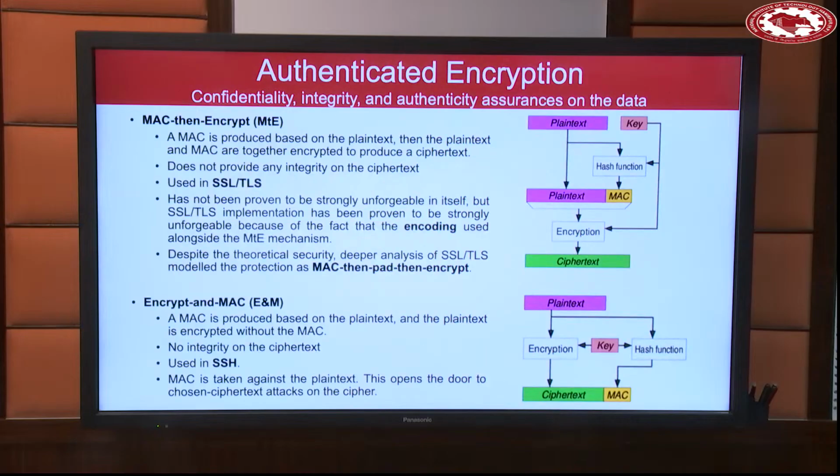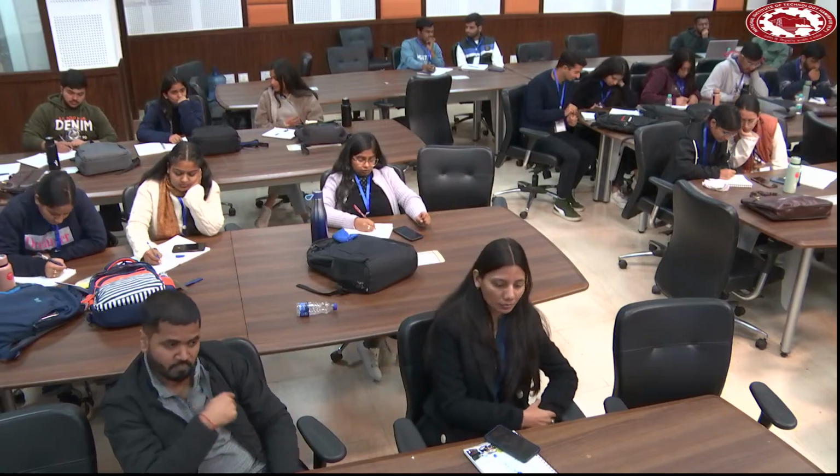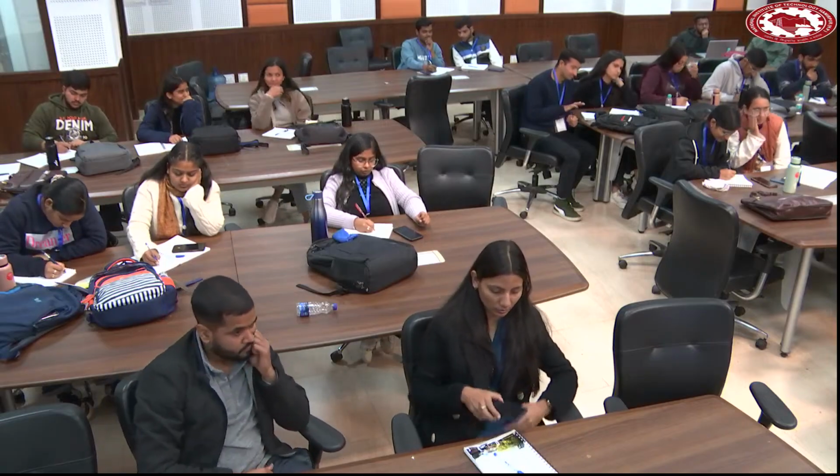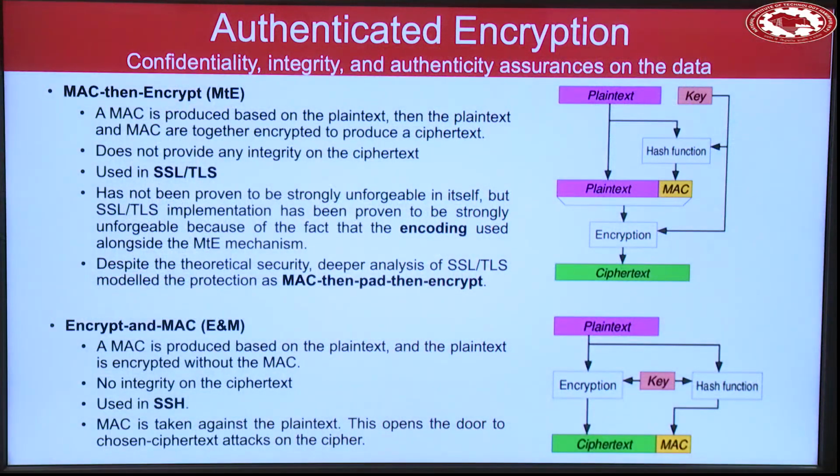Now, I'll talk about a few more things. Something called authenticated encryption. There might be some requirement where we need to perform authentication and confidentiality at the same time. How do you meet that? There are three ways. One is MAC then encrypt. MAC, message authentication code, is similar to a hash function, but it does use a key.